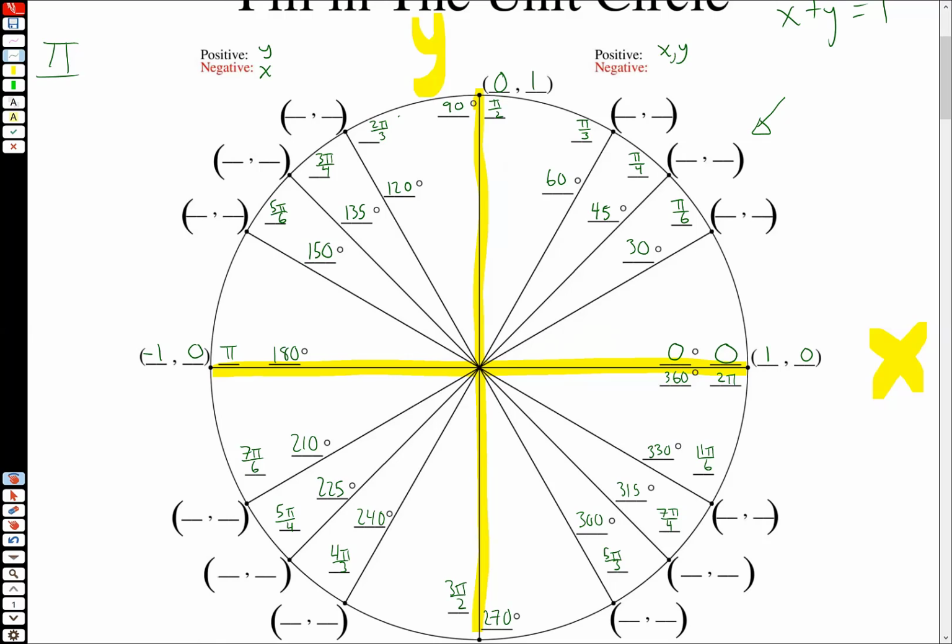The way we're going to figure out this coordinate, and you're going to see this a lot, or at least another time today, is we're going to take this point and drop it straight down to the x-axis. When we do that, notice it makes a right triangle whose base angle here is 45 degrees. So I'm going to take that triangle, pick it up, and move it right here.